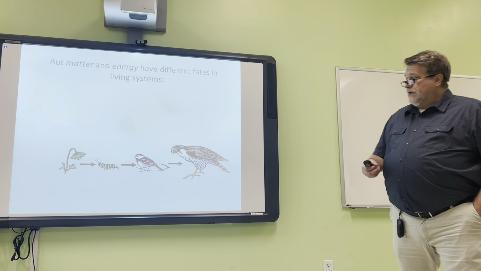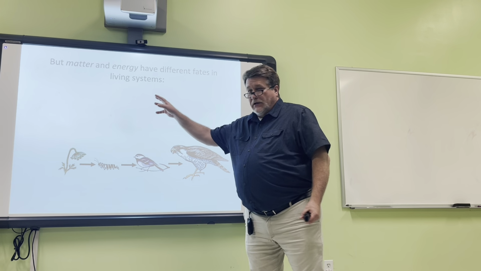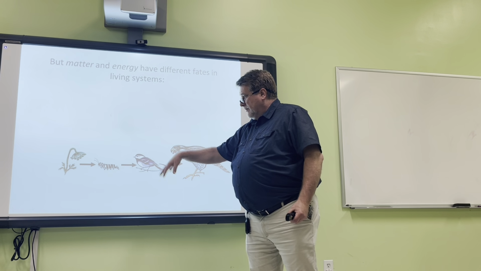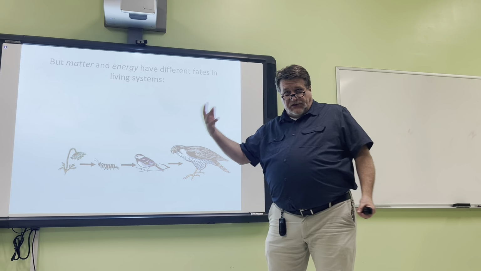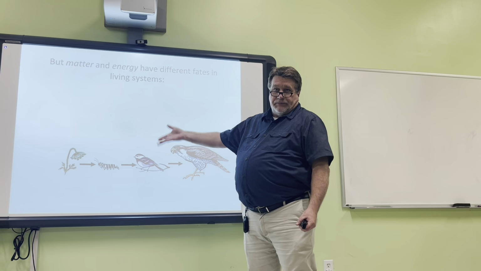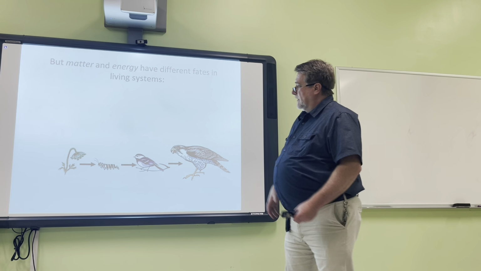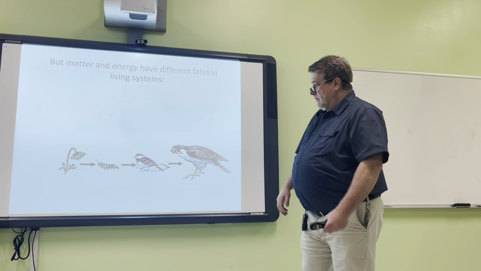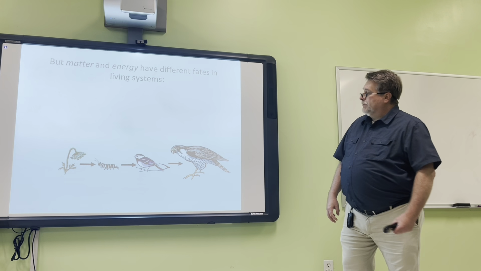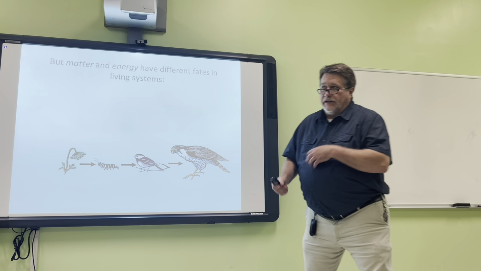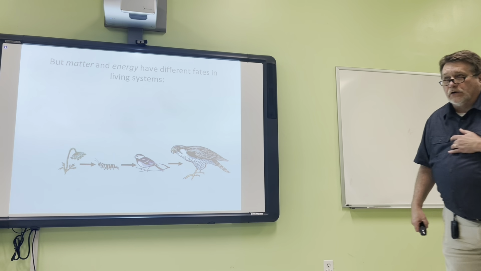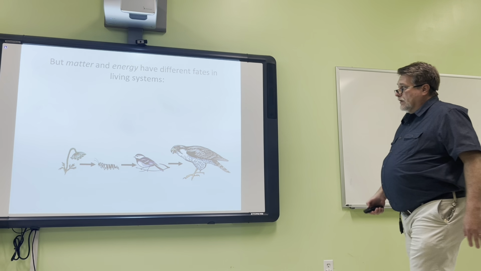So, once again though, the movement of matter and energy have different fates, even in a food chain. This is a very basic food chain where I've got a plant, a caterpillar, a small bird, such as it kind of looks like a chickadee, except it's purple. It's a clip art, not a true picture. And then a bird-eating hawk, such as a sharp-shinned hawk or something like that.